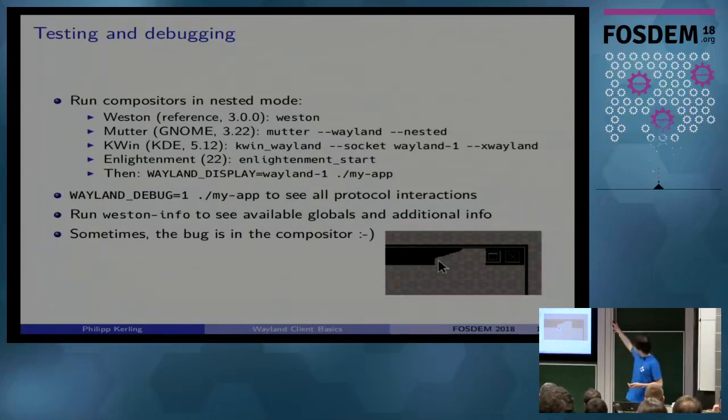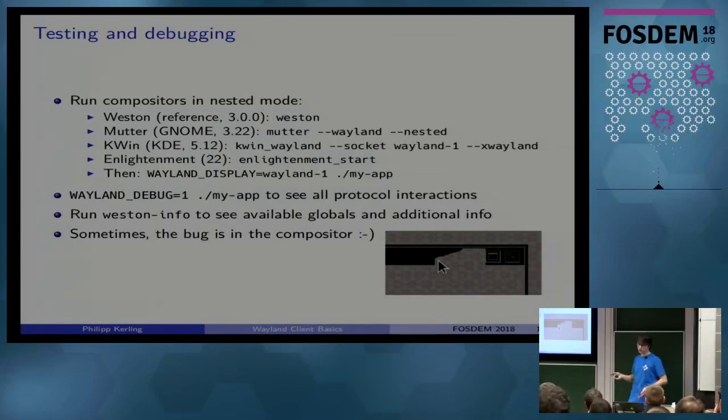This is just a list of compositors I would recommend you to test on, with the recommended versions that you should be using and how to start them in nested mode. And with the environment variable WAYLAND_DISPLAY, you can instruct your application to start on another Wayland display server. It's like the X11 DISPLAY environment variable. So if you run GNOME normally and want to test on another compositor like Weston, then you can just start that in nested mode and start your application there.